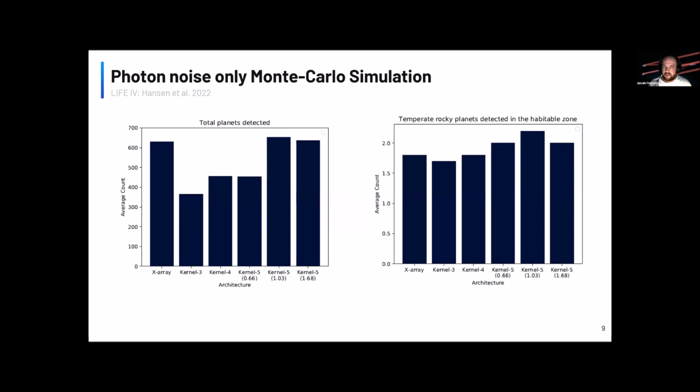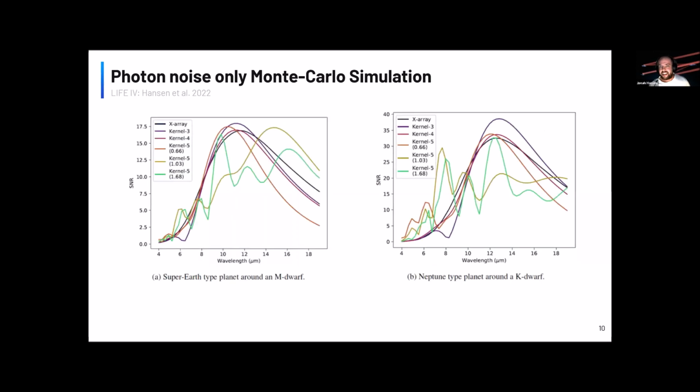We ran photon noise only, I have to emphasize that, Monte Carlo simulations, assuming no instrumental noise, with fairly basic assumptions, fairly similar to those in LIFE papers 1 and 2, but a little bit different. And we compared the different architectures. As you can see, the X-array performs really well. There's a reason that it was chosen to begin with. However, the 5 telescope design does slightly edge it out, both in terms of total planets detected and temperate rocky planets. Not by a huge amount, but by a little bit.